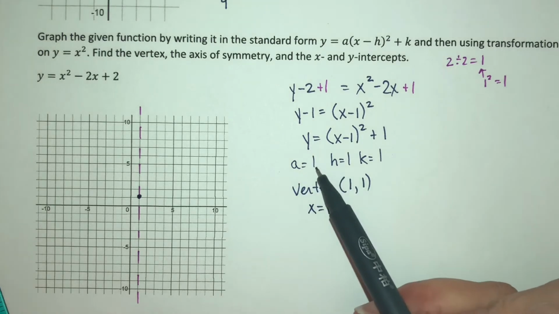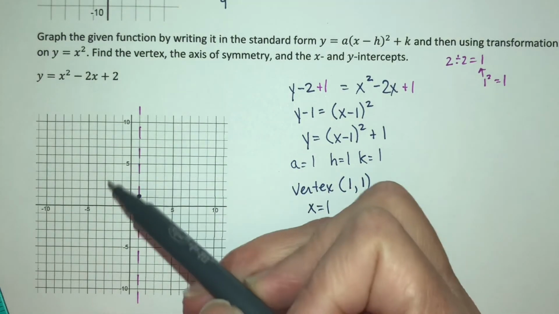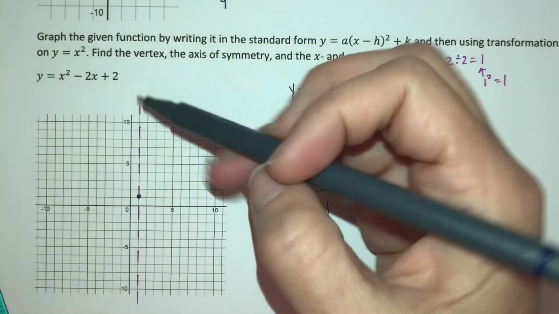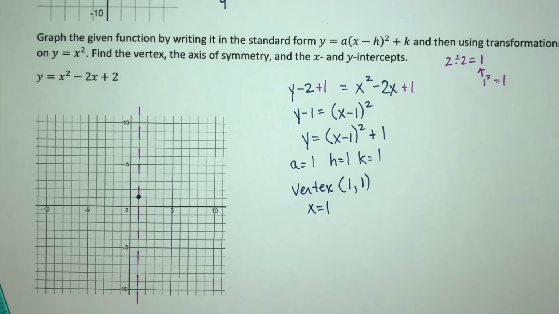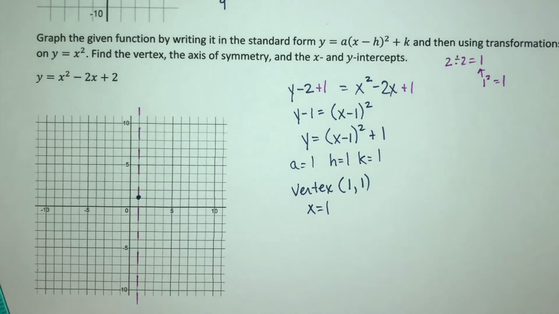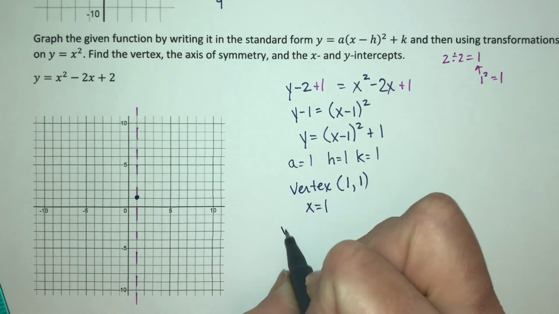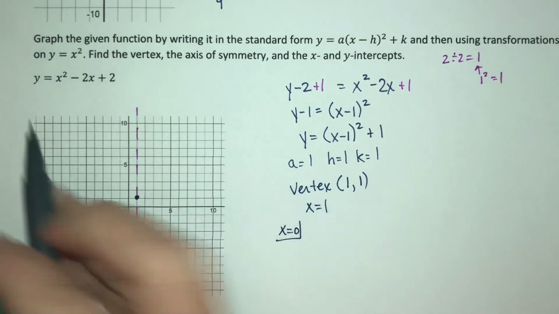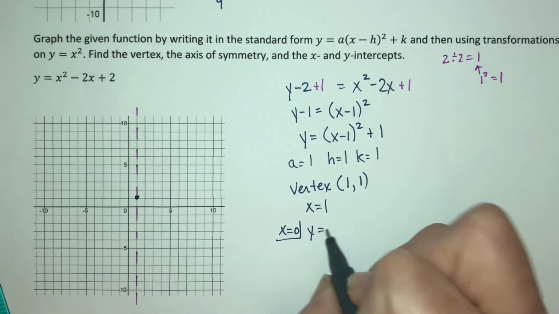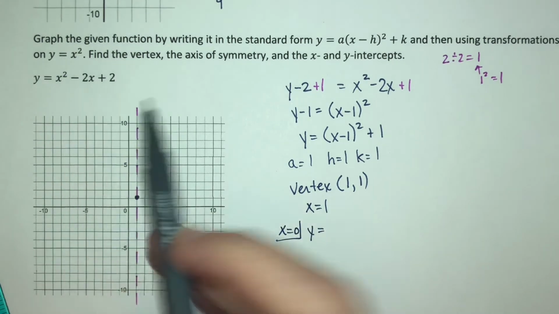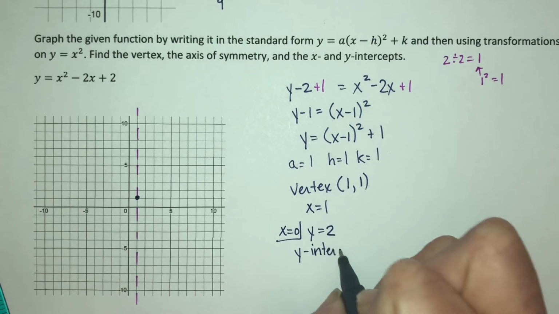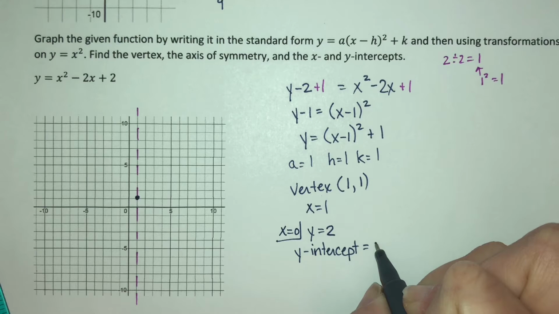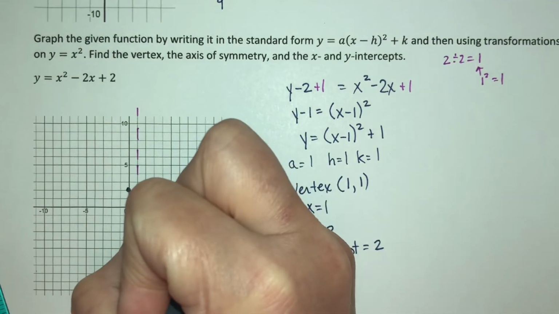My a value is positive, so it's going to be opening upward. I know that much. So if it's opening up, I should not have any x-intercepts. I'll touch on that again in a second. Let's find the y-intercept because we always have one. To find the y-intercept, you plug in x equal to 0. So if x equals 0, I have y equal to 0 minus 0 plus 2, which is 2. So my y-intercept is 2, which is right there.